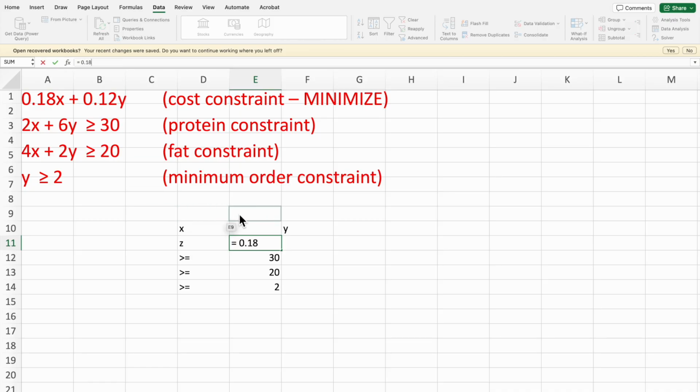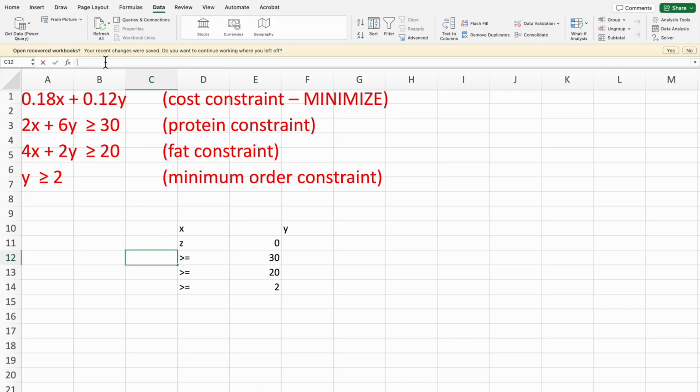0.18 multiplied by x, which is E10, and plus 0.12 times the value of y, which is this one. And also we have some constraints.